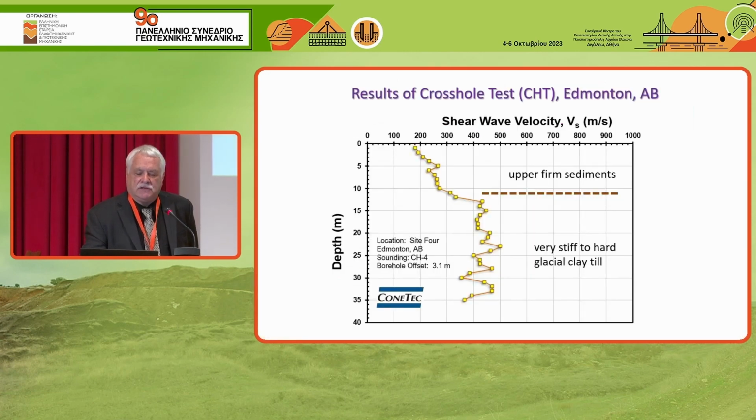Here's the result. This is in Alberta. We have 2 formations. The upper firm sediments are alluvial, and you can see the shear wave velocity is increasing from about 200 to maybe 350 meters per second down to about 12 meters depth, and then it's underlain by a very stiff to hard glacial clay till with a shear wave velocity of 450 meters per second.